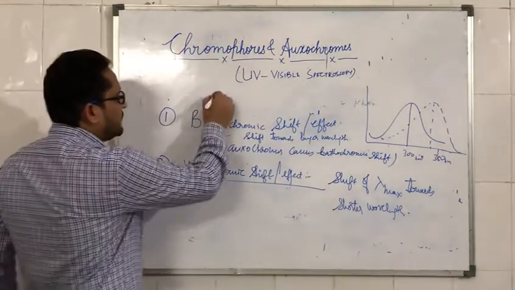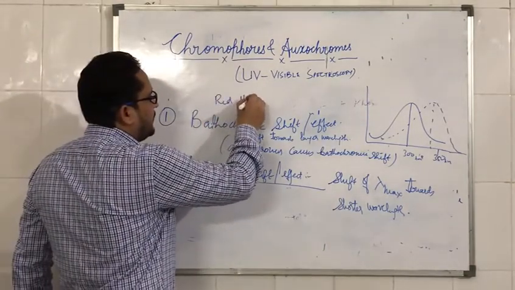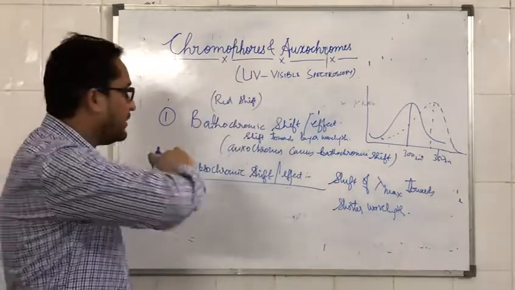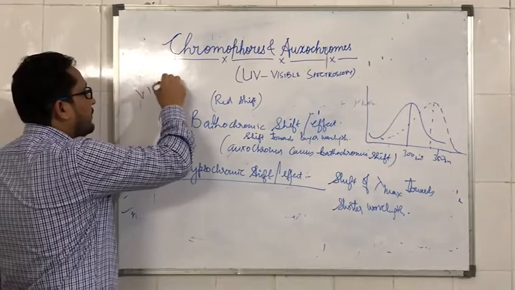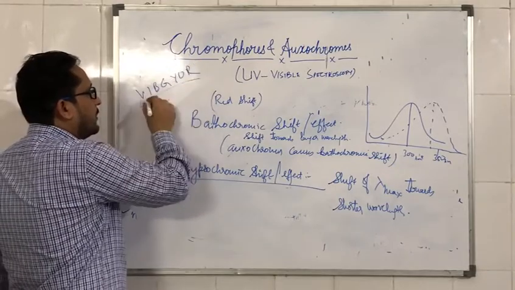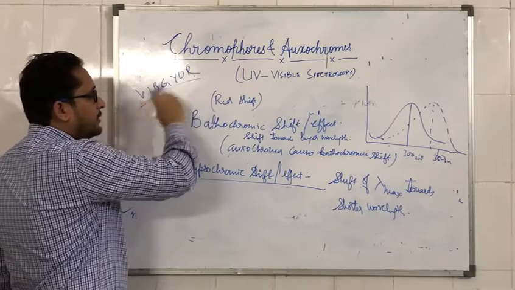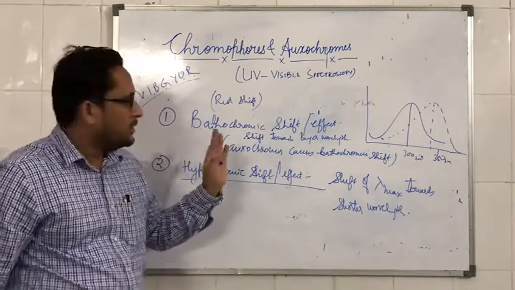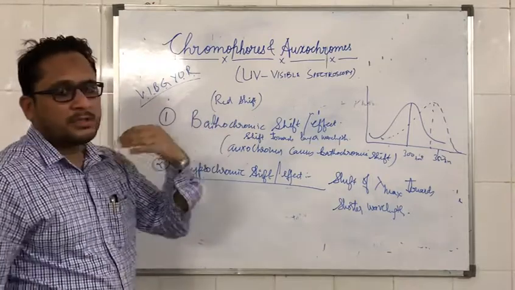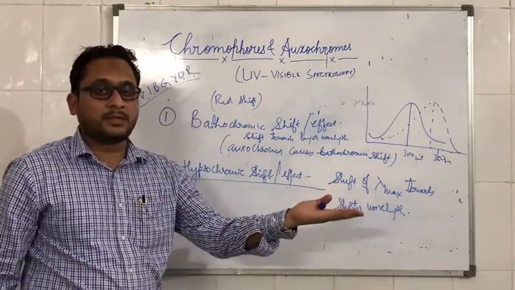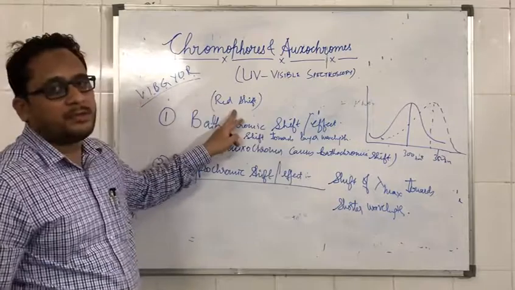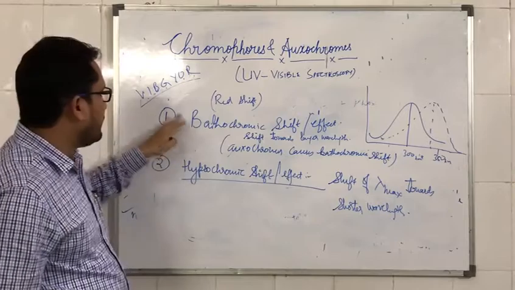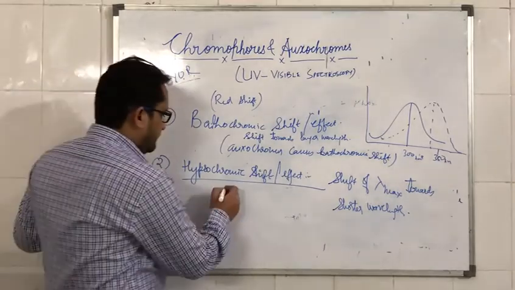The bathochromic shift is also known as red shift because we have red color at the extreme right, while we have blue color in the visible region. We have violet, blue, green, yellow, orange, red. So red is at the extreme right, while violet is at the extreme left. So the bathochromic shift is also known as red shift because it is shifting the lambda max towards the right side. While the hypsochromic effect or hypsochromic shift, because it is shifting it towards the shorter wavelength, is known as blue shift.